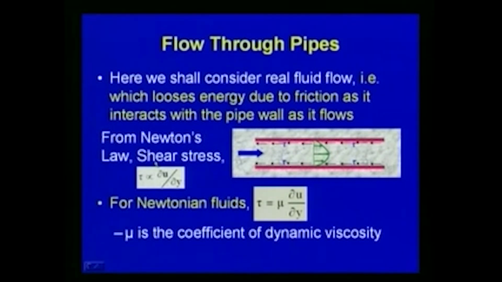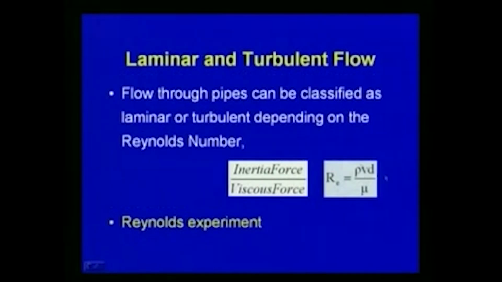So, Newton showed that the shear stress tau is proportional to the velocity gradient del u by del y, and he proved that tau is equal to mu del u by del y, where mu is the coefficient of dynamic viscosity. Now, since we are dealing with real fluids, of course there will be shear stress, and then the inertia force will be there.